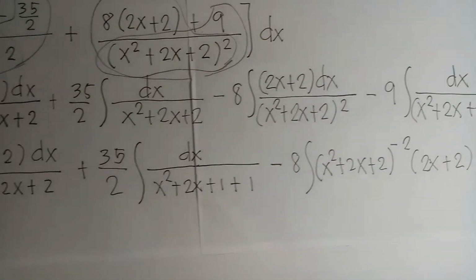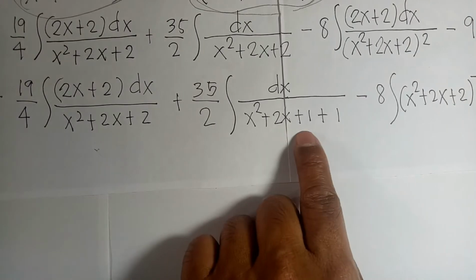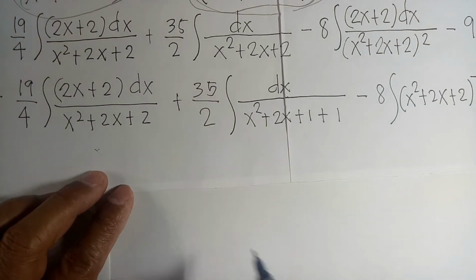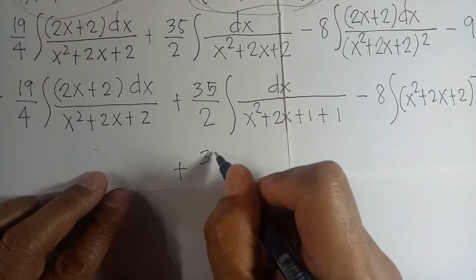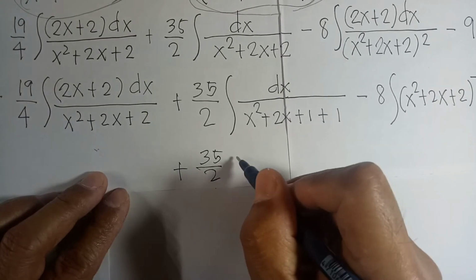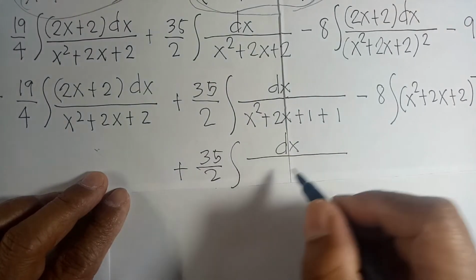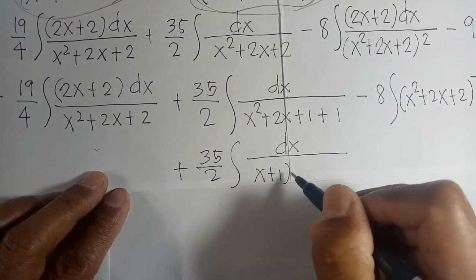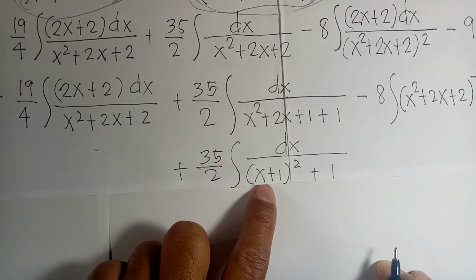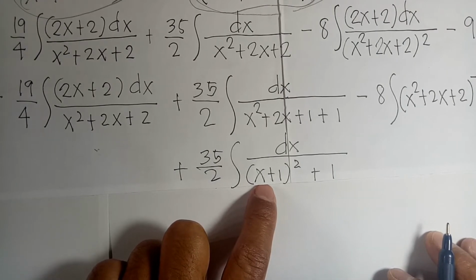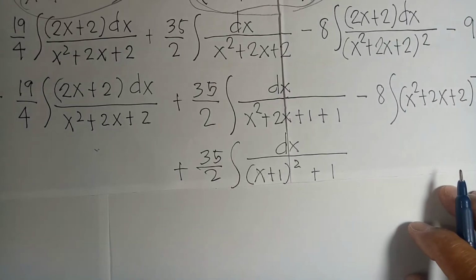No? So, ito tayo rito. So, dito ay may factor na x plus 1 squared plus 1 squared. So, plus, so meron tayong 35 over 2 integral of dx divided by x plus 1 squared plus 1. So, integrable na siya, leading to inverse tangent. Integral of du divided by u squared plus a squared.